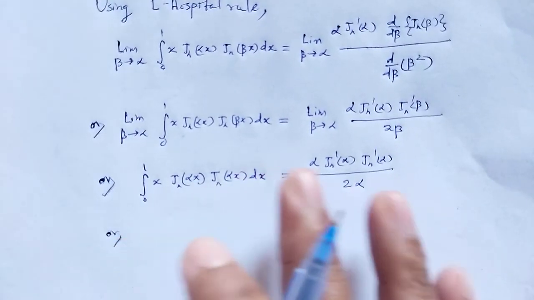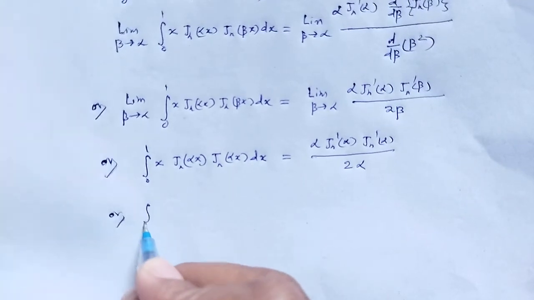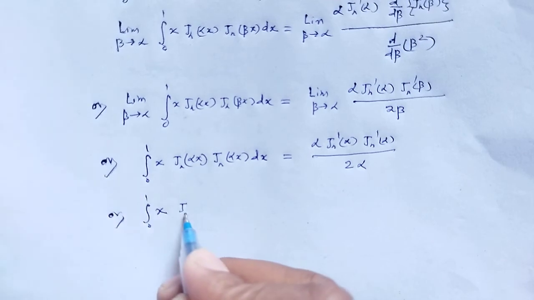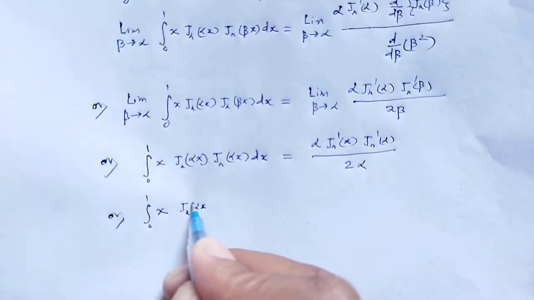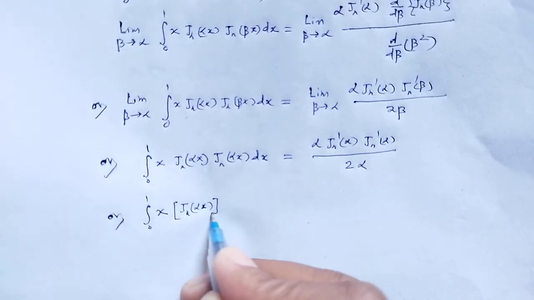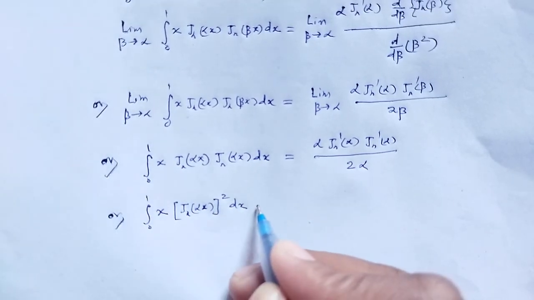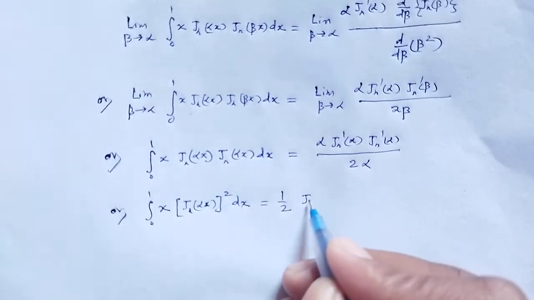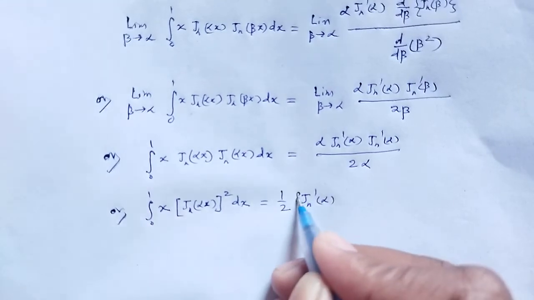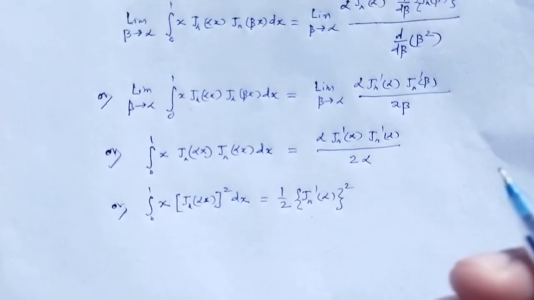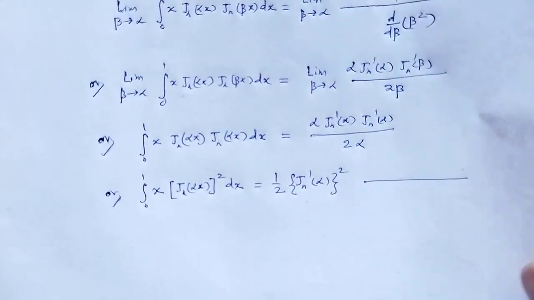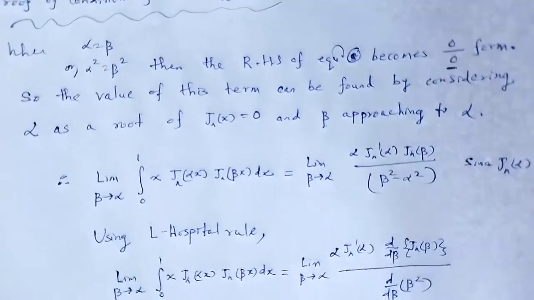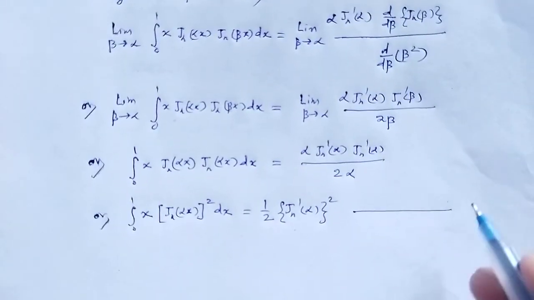Or integration from 0 to 1 x Jn alpha x whole square dx is equal to half Jn dash alpha whole square. Let this be equation number 10.